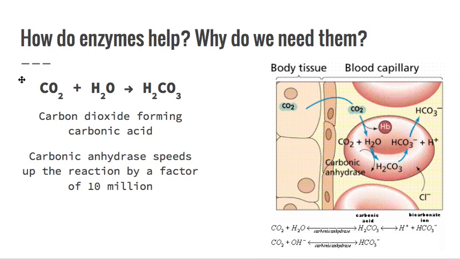So this here is a chemical reaction. On the left-hand side, you have your reactants. On the right-hand side, you have your product. So CO2, carbon dioxide, plus water equals carbonic acid, which is how we get rid of that CO2, that bad stuff. There's an enzyme that makes this reaction happen faster. It's carbonic anhydrase. This speeds this reaction up by a factor of 10 million.